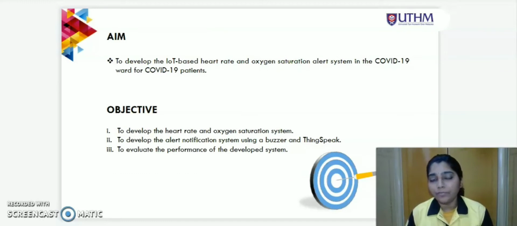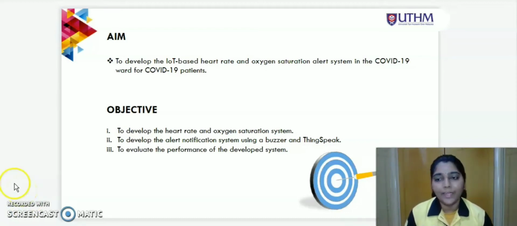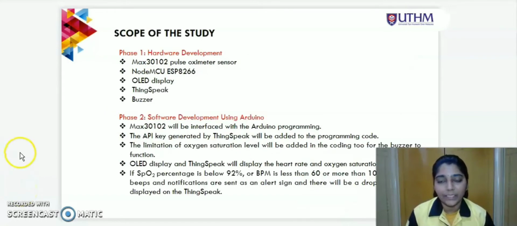The aim of my project is to develop the IoT-based heart rate and oxygen saturation alert system in the COVID-19 ward for COVID-19 patients. The objectives of my project are to develop the heart rate and oxygen saturation system, to develop the alert notification system using a buzzer and ThingSpeak, and to evaluate the performance of the developed system. Next, I would like to share the scope of the study of my project.